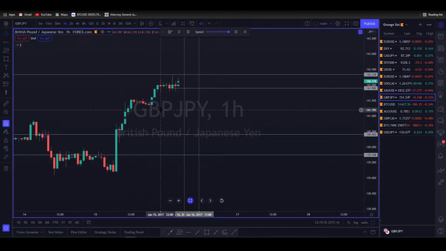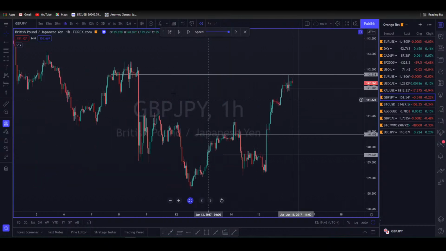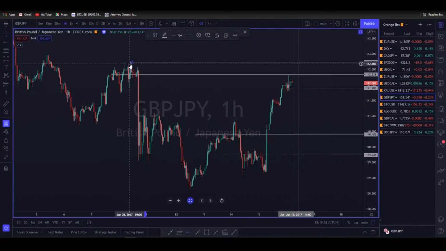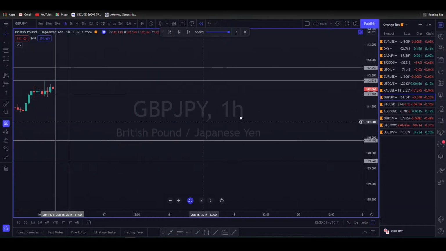Well, we'll be targeting this first area right here, ultimately. That is, if we don't get a close below this, then you're looking for bullish entries, targeting these wicks right there. Bullish target right there. Bearish target's going to be down here. So let's stretch it out.